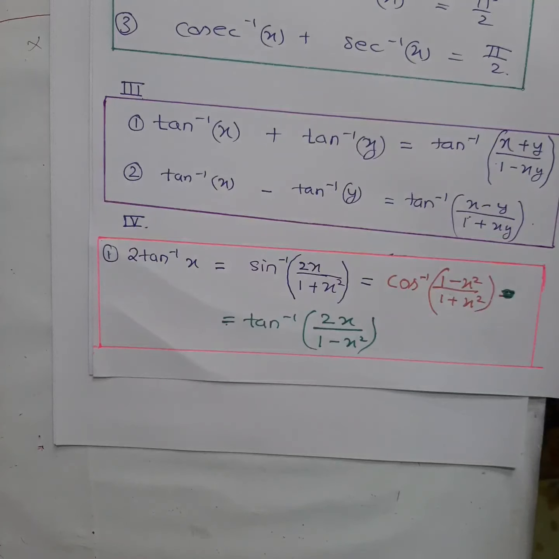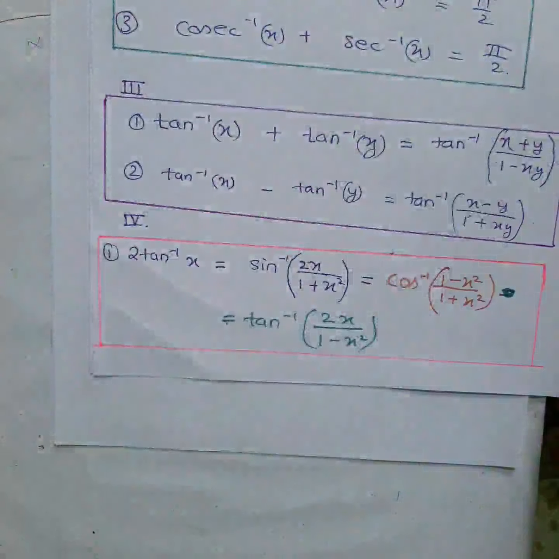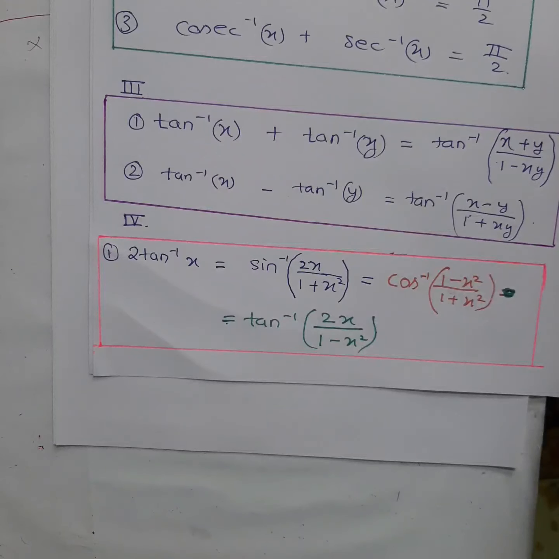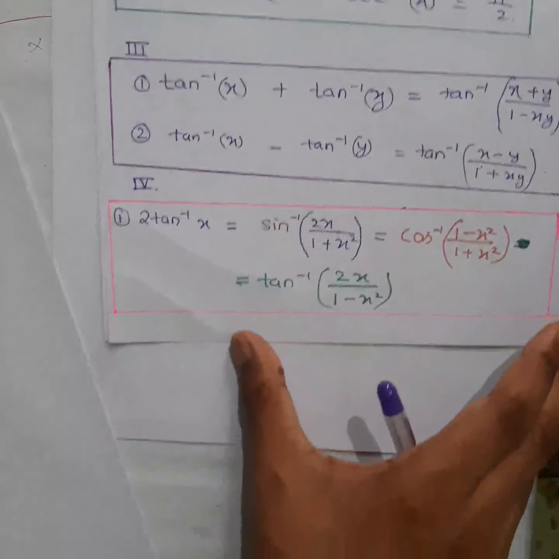So this is the last identity for you. After this we will start exercise 2.2. We don't need any more identities other than this. So very few identities this year.